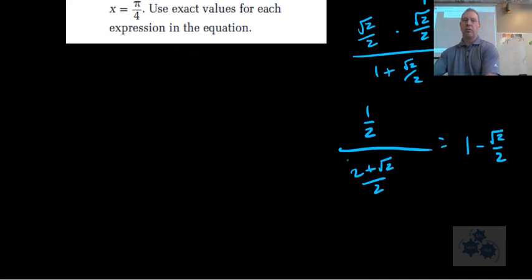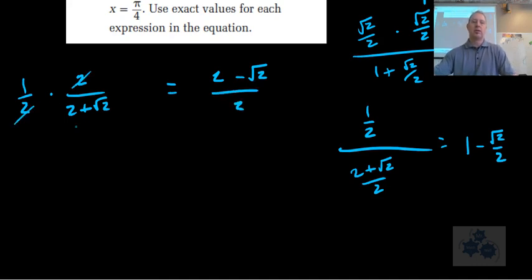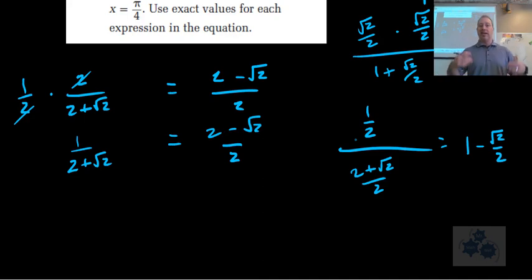So if you keep going with that here, when you divide by a fraction, you flip and multiply, right? So it would be like this, 2 plus root 2, and this would be, again, 2 minus root 2, all over 2. So these twos cancel out like that. So you have 1 over 2 plus root 2, and here you have 2 minus root 2 over 2. So again, can you get these to be looking the same?